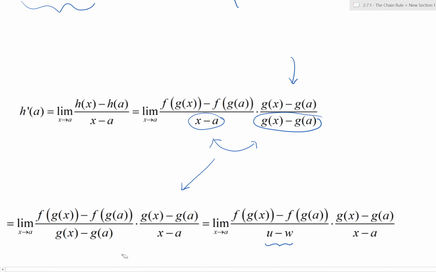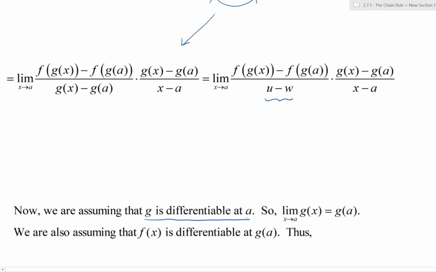Now, remember at the very beginning, we are assuming g is differentiable at a. And because g is differentiable at a, we also know that g is continuous at a. And thus the limit as x goes to a of g of x should be equal to g of a. We're also assuming that f is differentiable at g of a, right? Those were all assumptions at the beginning.